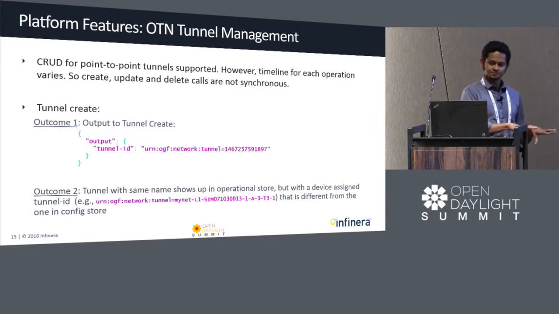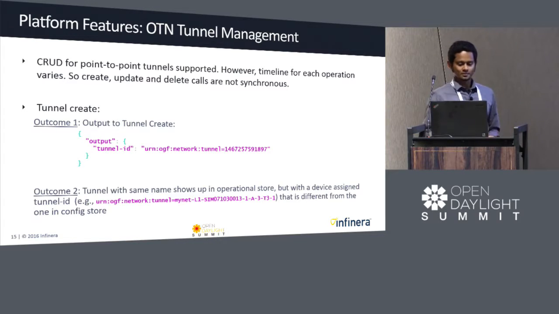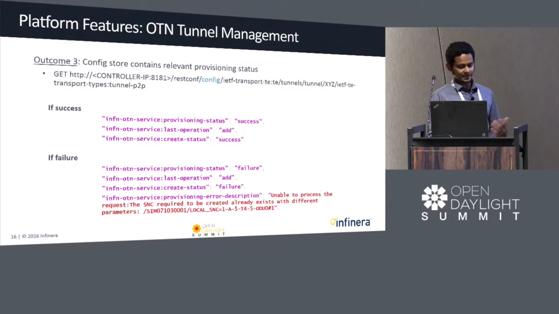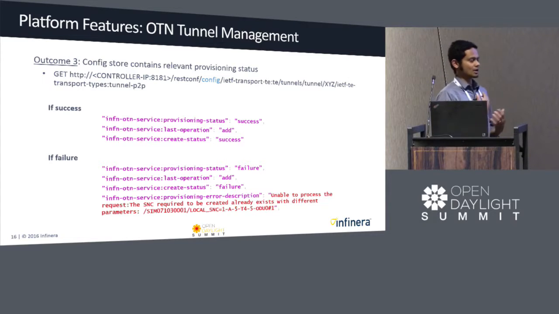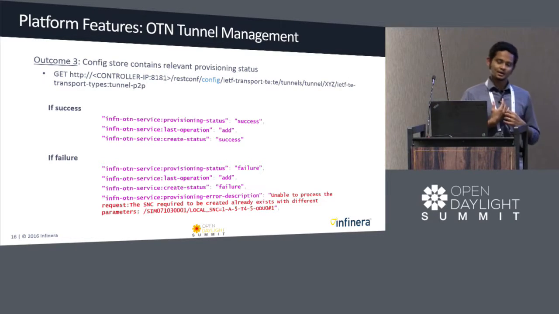So whenever a user creates a service, it's put in the config store, and then the southbound plugin goes and programs the underlying devices. And when the programming is complete, a new service is discovered and put in the operational store. And that's the only way to know if it has actually been programmed on the underlying device. If it's a success, then we have some extra flags in the config store saying success. But if it failed, we have some additional flags that say failure and also say exactly why that service creation failed. So we had to add a little bit more instrumentation to track the life cycle.